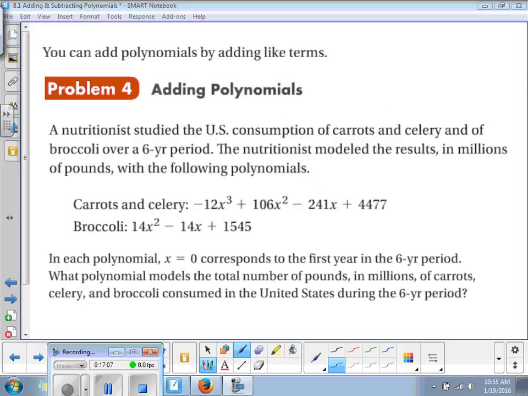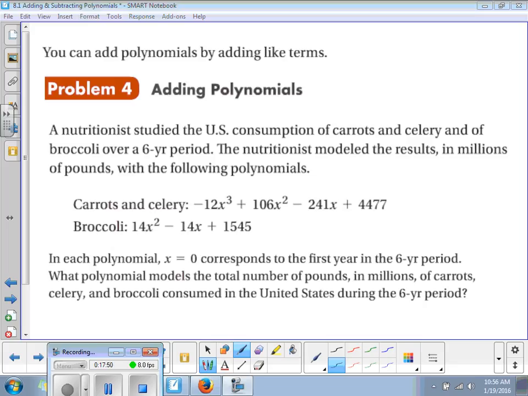All right, problem 4 is adding polynomials. Adding polynomials. I think we've done something like this before. Okay. A nutritionist studied the U.S. consumption of carrots and celery and broccoli over a 6-year period. The nutritionist modeled the results in millions of pounds with the following polynomials. So here, for carrots and celery, we have negative 12x cubed plus 106x squared minus 241x plus 4,477.